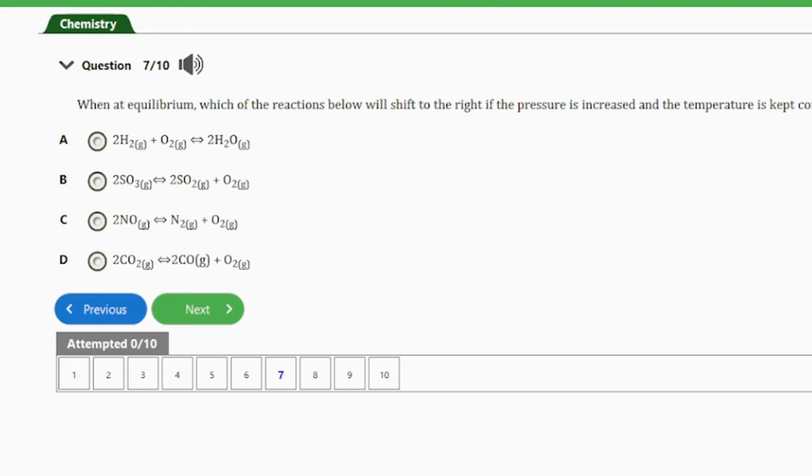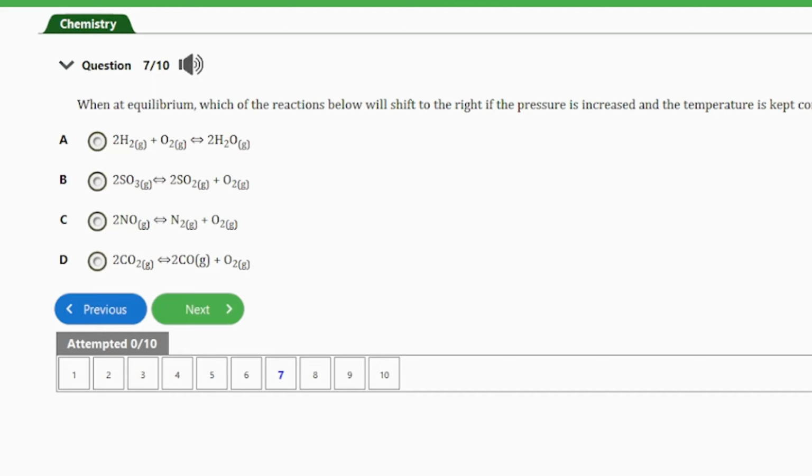So guys, the answer to this question will be option A. And that's because with an increase in pressure, the side of the reaction with lower number of gaseous molecules is favored. So we have here 2H2 gas, that's 2 molecules of H2 plus 1 molecule of O2, that's 3 molecules to yield 2 molecules of water.